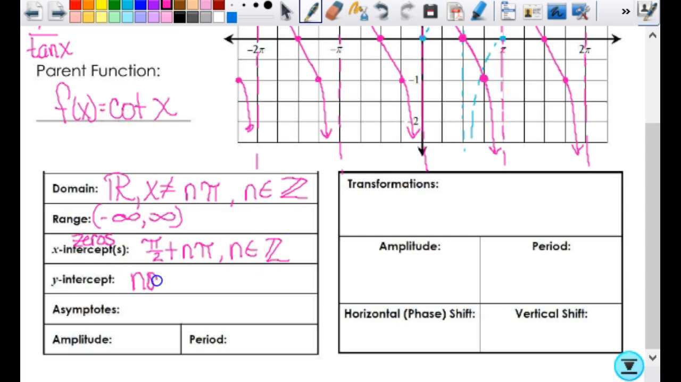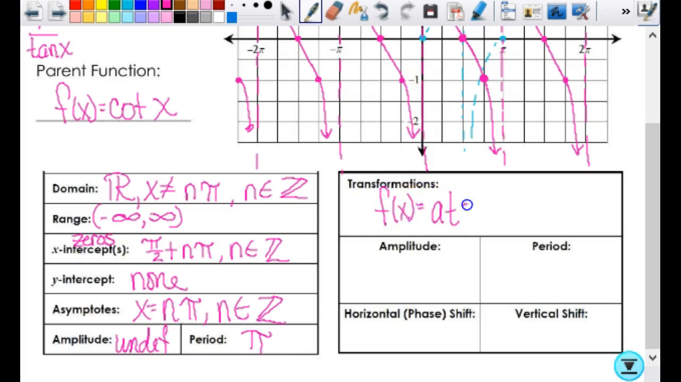Y-intercept, there's none because I have an asymptote there. Asymptotes, I got a lot of them related to the domain. So x equals n times pi, where n is an element of the integers. Amplitude is undefined still because there's no max or min. The period is still pi. Your transformations, f of x is equal to a times the tangent of b times x minus c plus d.